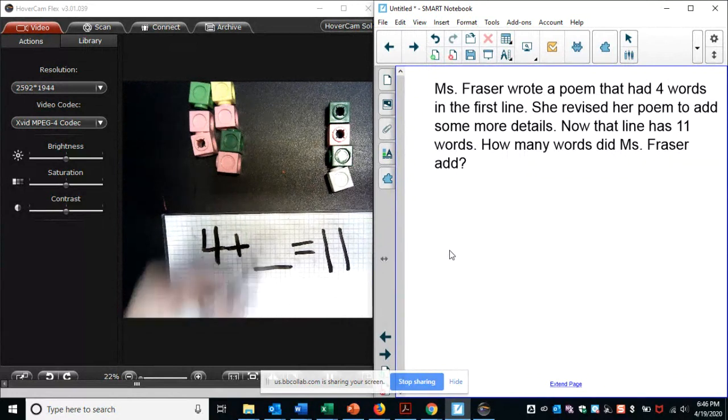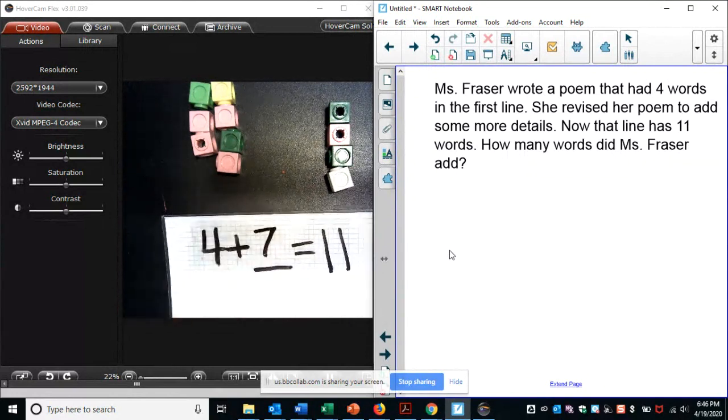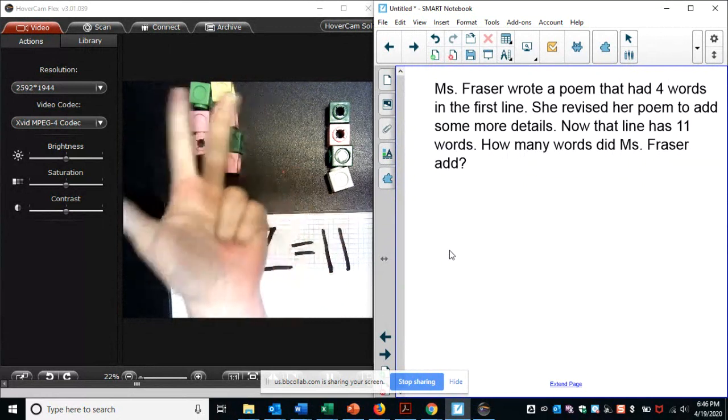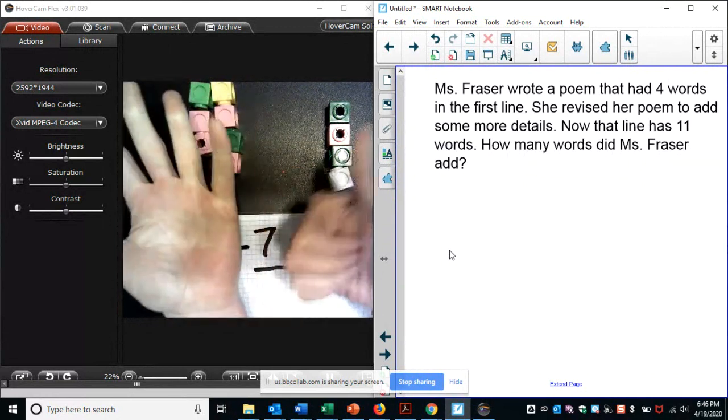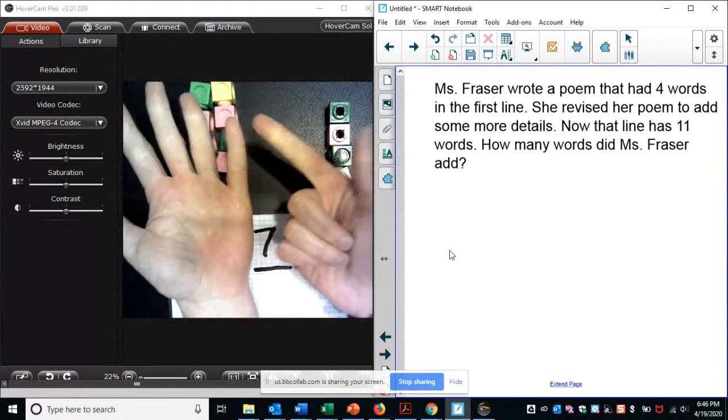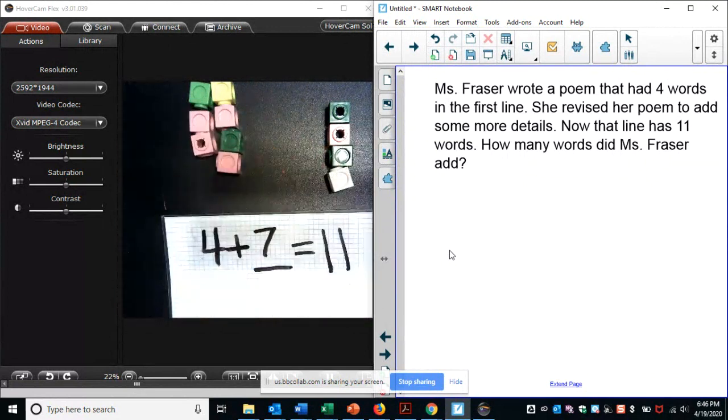Wow, that must have been a lot of details that Miss Fraser thought of. She's been adding some great details to her pizza poem. So let's see, 4 plus 7 equals 11. Let's make sure that's true. I'm going to put 4 in my head and count on 7 times and see if I end up at 11. 4, 5, 6, 7, 8, 9, 10, 11. So I counted on 7 times and I got to 11.